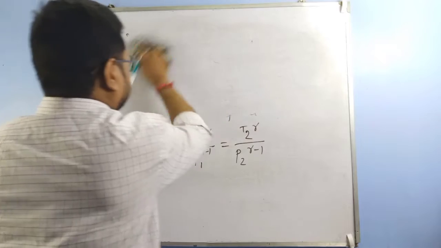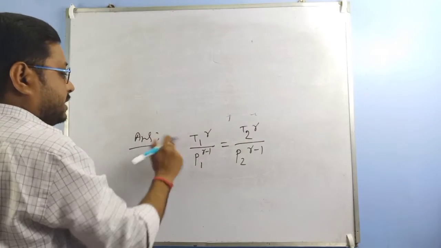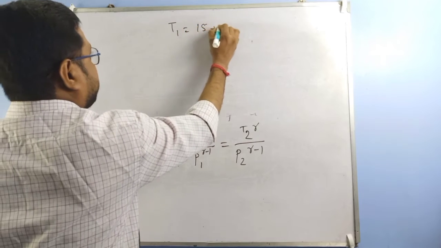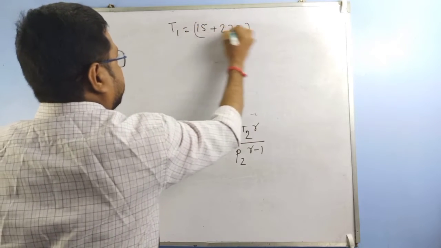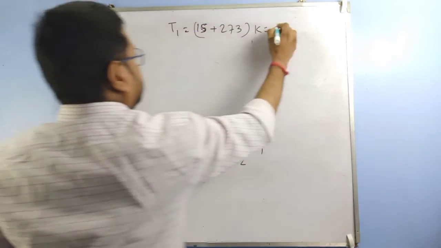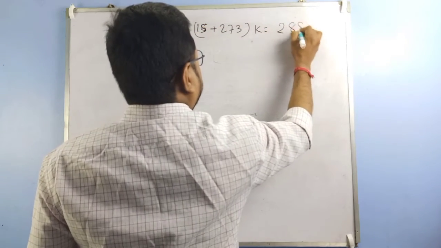So T1 means temperature, that is 15 degree centigrade, that is 15 plus 273 Kelvin, that is 288 Kelvin.